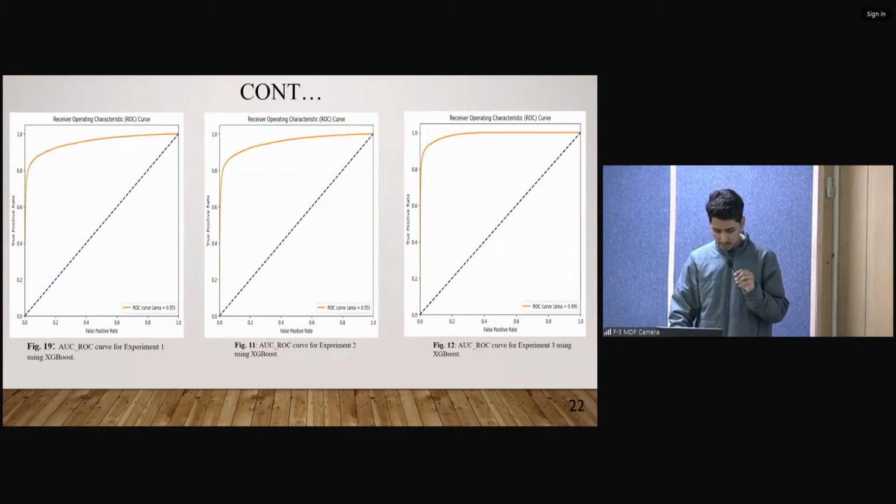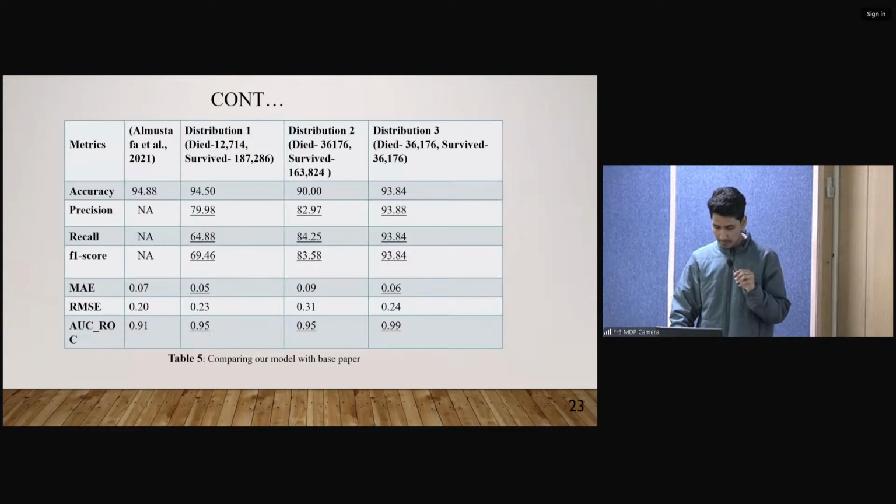This is the AUC ROC curve, comparing our model with the base model. The base model hasn't provided precision, recall, F1 score earlier. As it is an imbalanced data set, we have tried to achieve precision, recall, F1 score, and AUC ROC, because these metrics provide better insights for imbalanced data sets. Accuracy alone can be misleading.